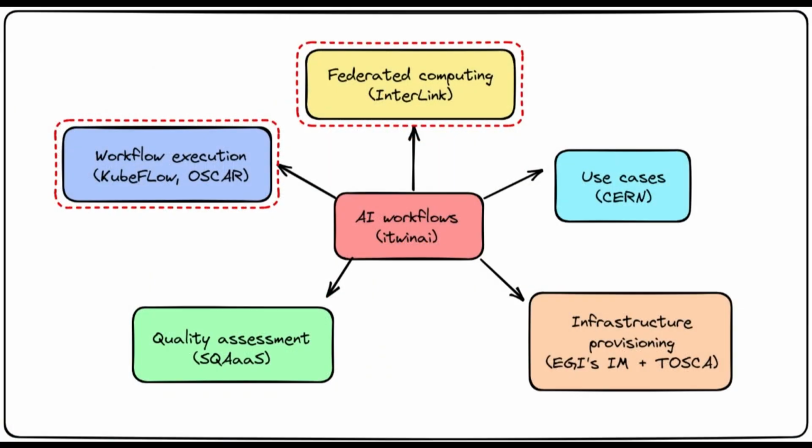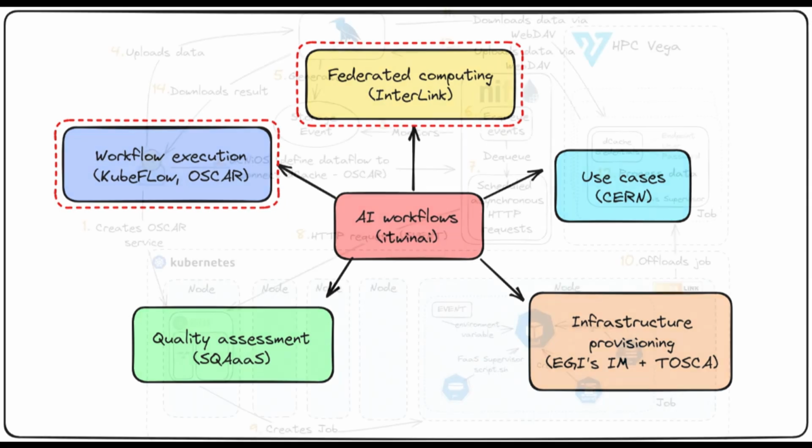Let's assume that the training of our model on cloud and HPC resources is concluded. We can now use it in inference mode to make predictions. To achieve so, we will use OSCAR, which in turn will access HPC resources through the interLink component for federated computing infrastructure.